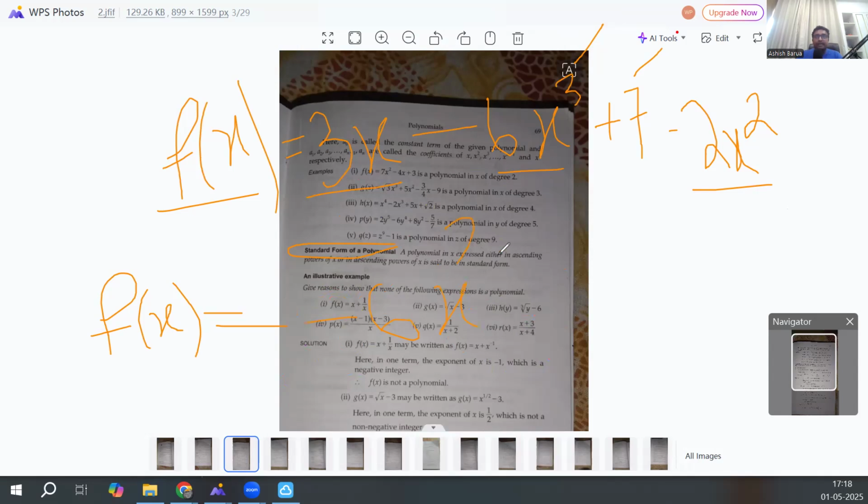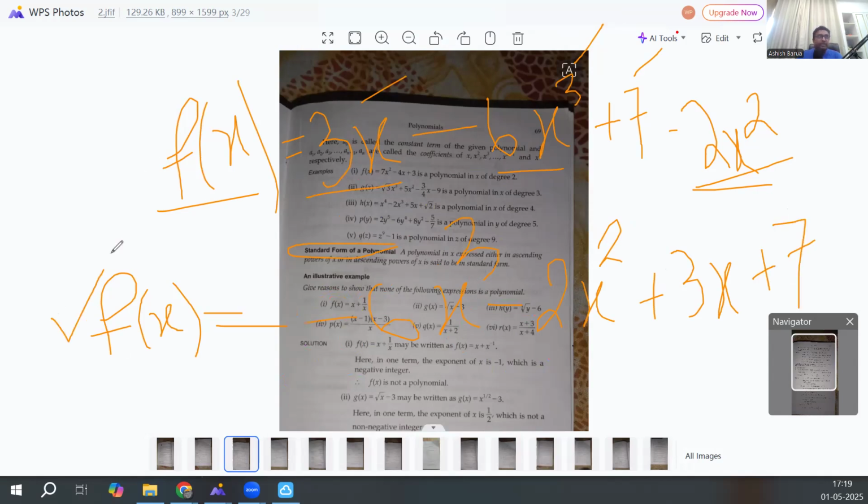Then second is minus 2x square. So minus 2x square. Then is coming 3x. So plus 3x. Then the constant term. Constant term is 7.